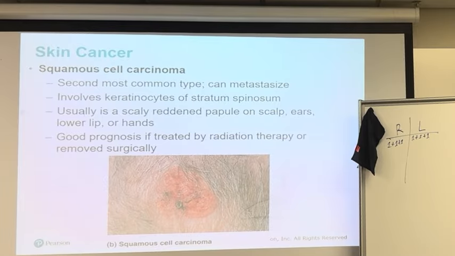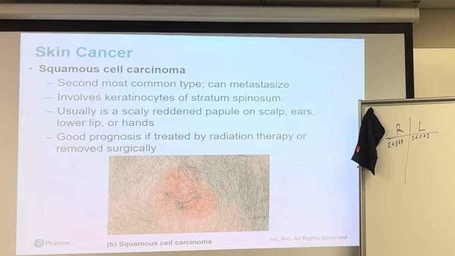Squamous cell carcinoma. If it is squamous cell carcinoma, what does that mean? This is the second most common, can metastasize, and involves keratinocytes of the stratum spinosum. Usually it is a scaly red papule on the scalp, ears, lower lips, and hands. Good prognosis if treated by radiation therapy or removed surgically.